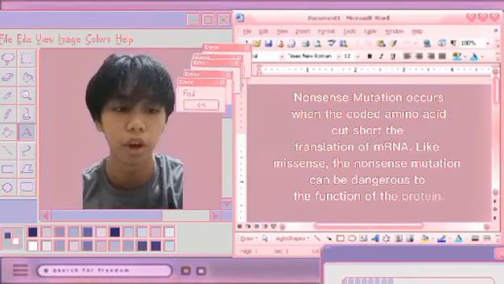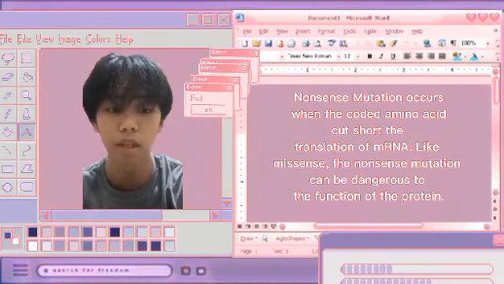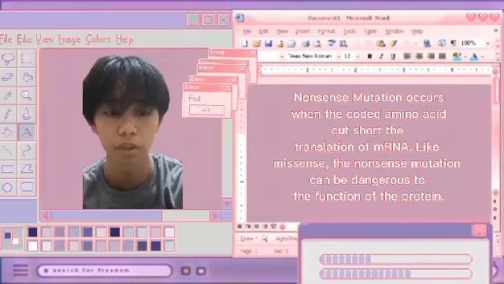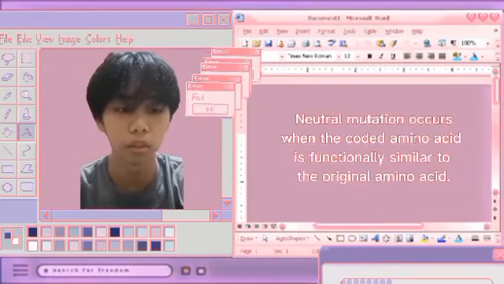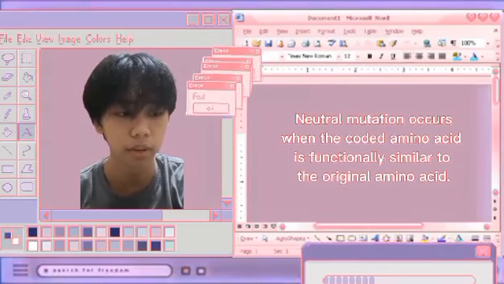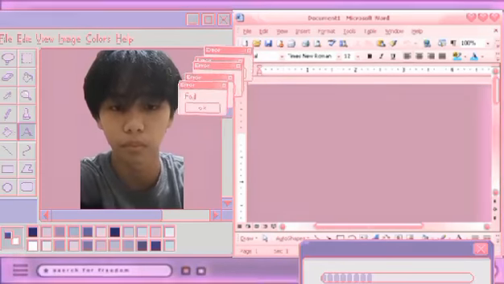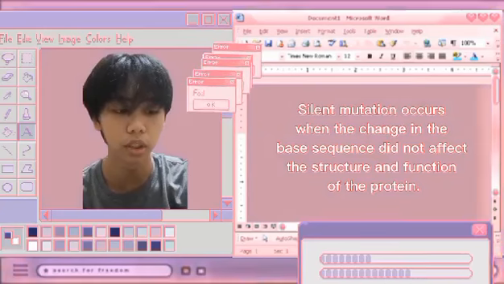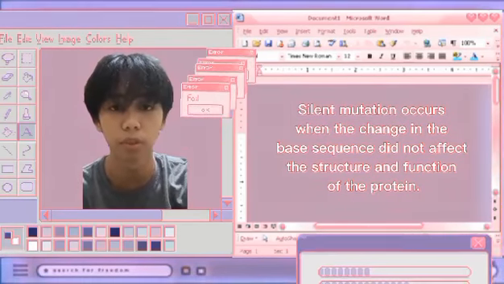Nonsense mutation occurs when the coded amino acid cuts short the translation of mRNA. Like missense, the nonsense mutation can be dangerous to the function of the protein. Neutral mutation occurs when the coded amino acid is functionally similar to the original amino acid. Silent mutation occurs when the change in the base sequence did not affect the structure and function of the protein.